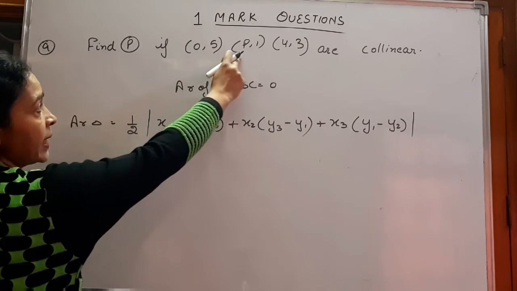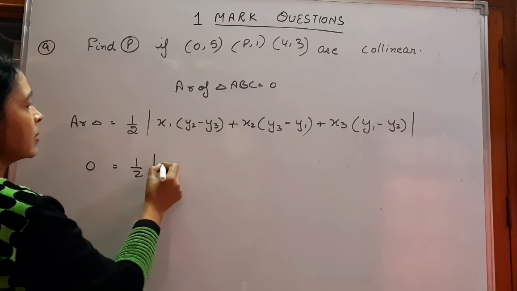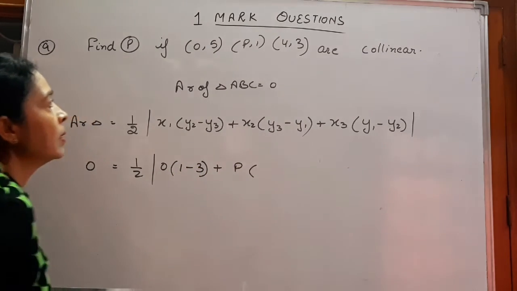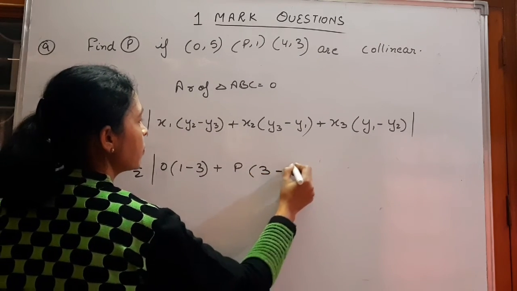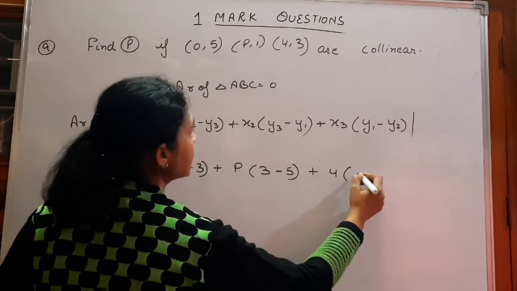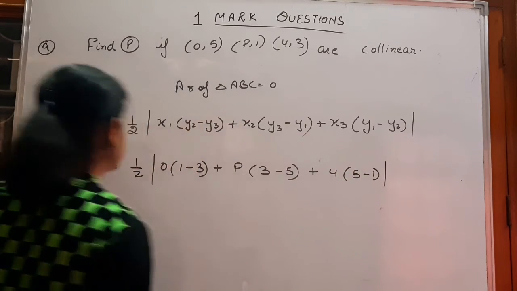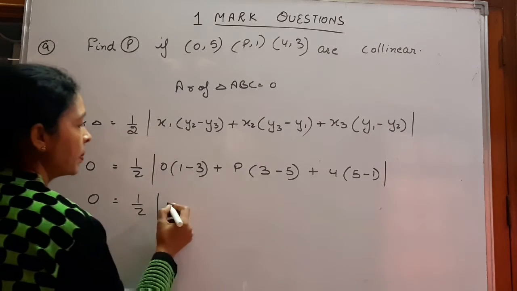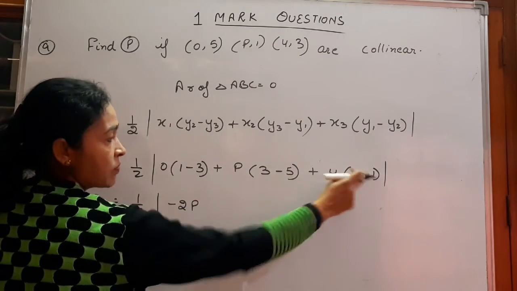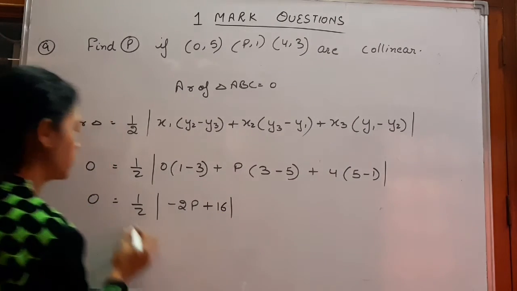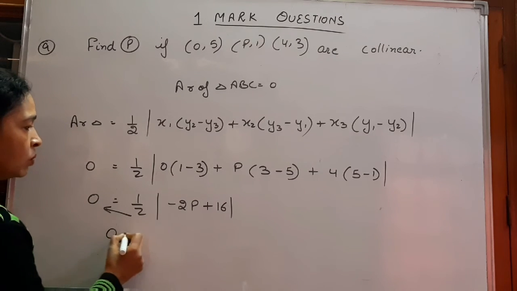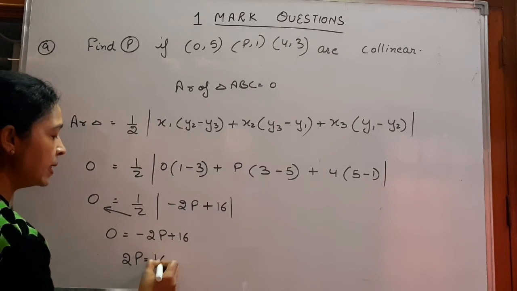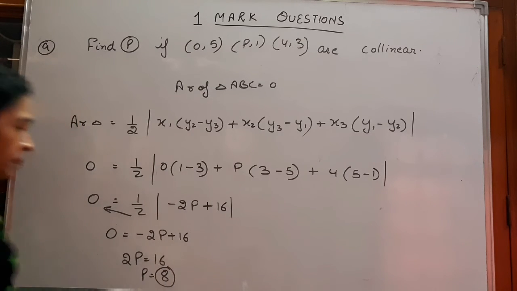1 by 2. If this is (x1, y1), (x2, y2) and (x3, y3), we have x1 is 0, y2 minus y3 is 1 minus 3, plus x2 is p, y3 minus y1 is 3 minus 5, plus x3 is 4, y1 is 5 minus y2 is 1. 0 equals 1 by 2 into 0 into minus 2, 0, minus 2p, 5 minus 1 is 4, 4 into 4 is 16. 2 on the left hand side, 0 equals minus 2p plus 16. 2p equals 16 and the value of p is 8.